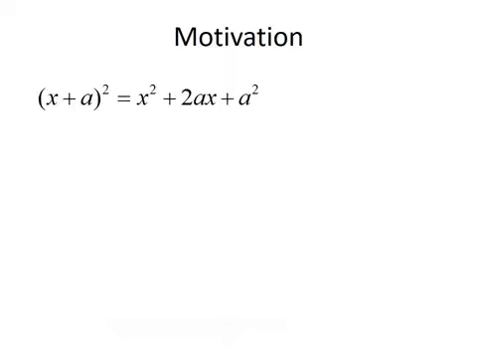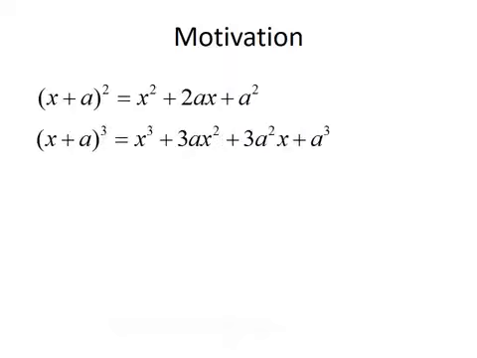Previously, we learned that the square of a binomial, (x + a)^2, can be written as x^2 + 2ax + a^2. Similarly, we learned that the cube of a binomial, (x + a)^3, can be written as x^3 + 3ax^2 + 3a^2x + a^3.